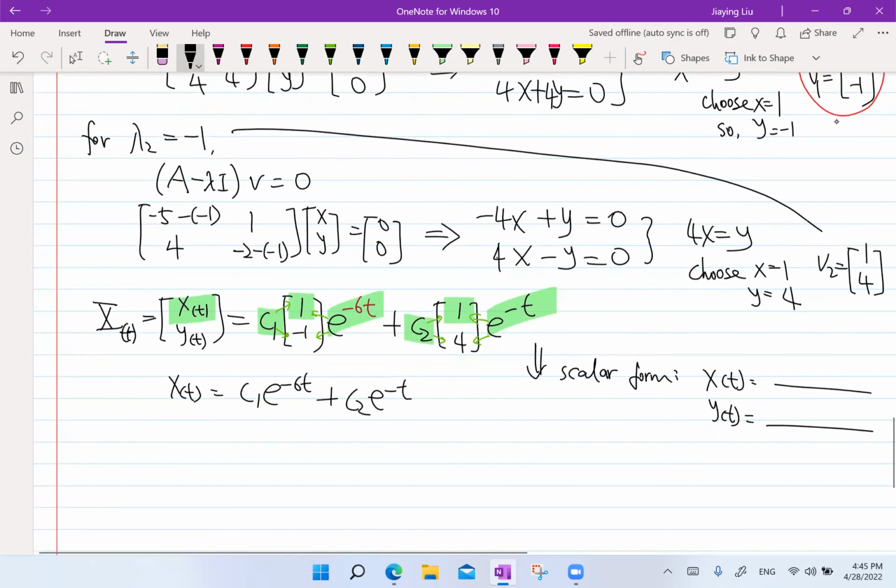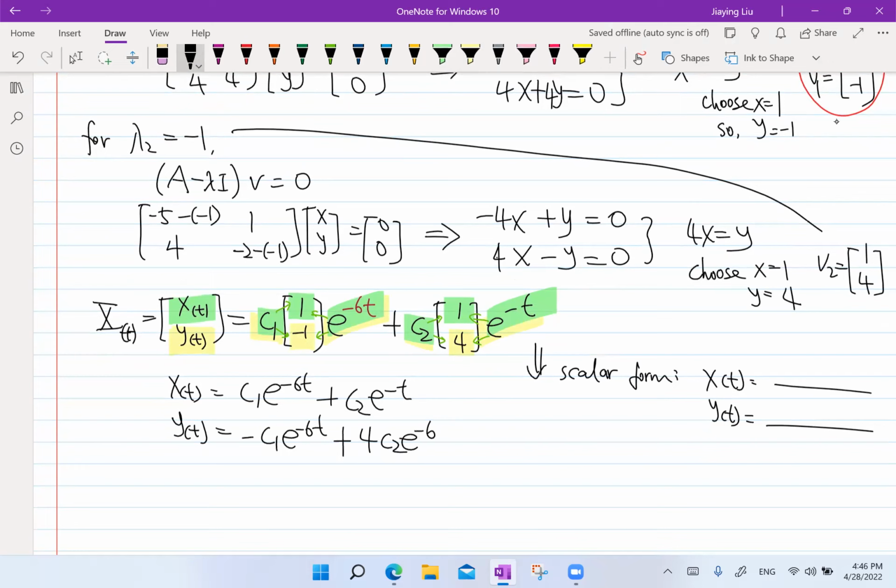Then y of t: C1 times -1 times e to the -6t, plus C2 times 4 times e to the -t. So y of t is negative C1 e to the -6t, plus 4 C2 e to the -t. So this is the scalar form.